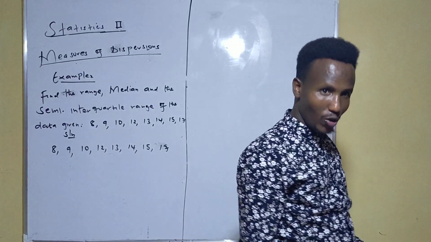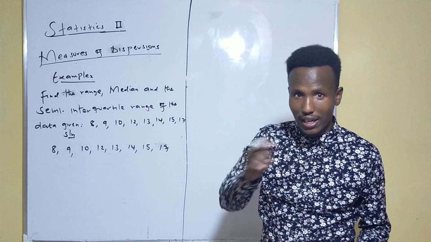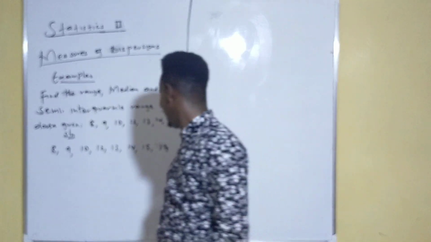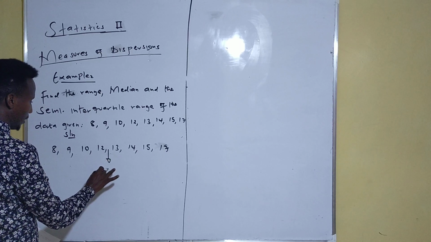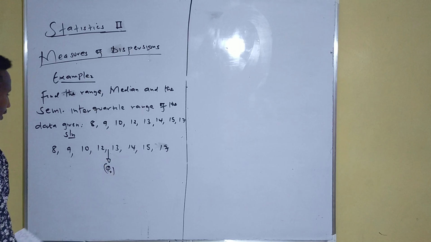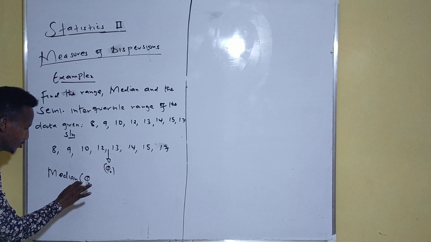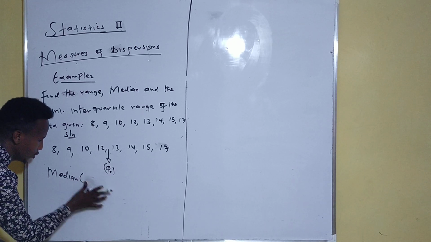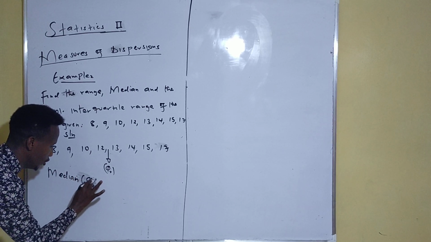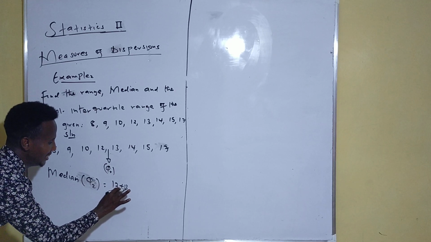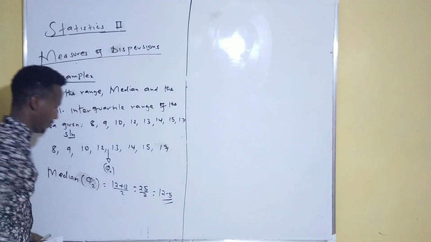Remember in primary we said you cancel from both sides. If you get 2 numbers, add them and divide by 2. Just the same here, you are not left with 1, because the moment you take away 3 from each side, the median will fall in between these 2. That's what you normally call Q2, the median. Q2 is 12 plus 13 divided by 2, which gives 25 divided by 2, which is 12.5. It's very easy.